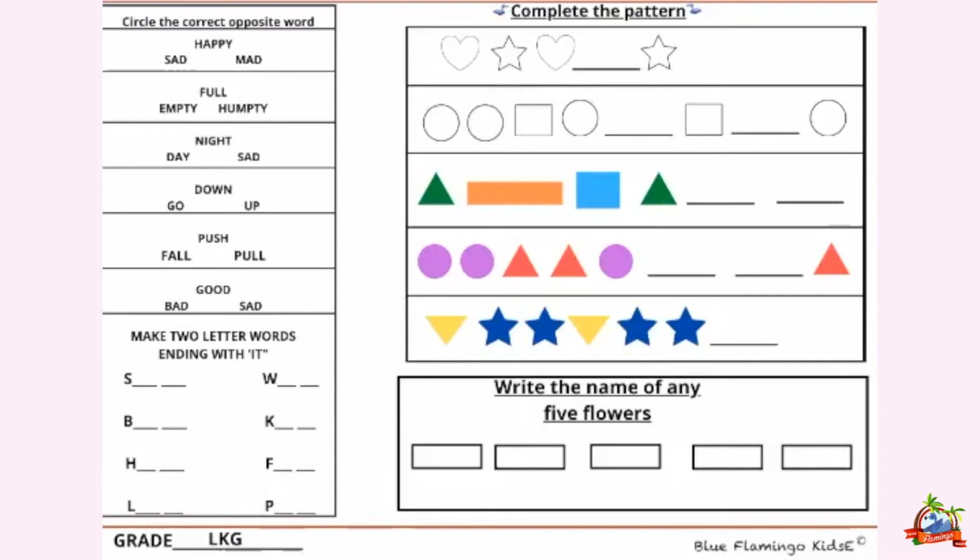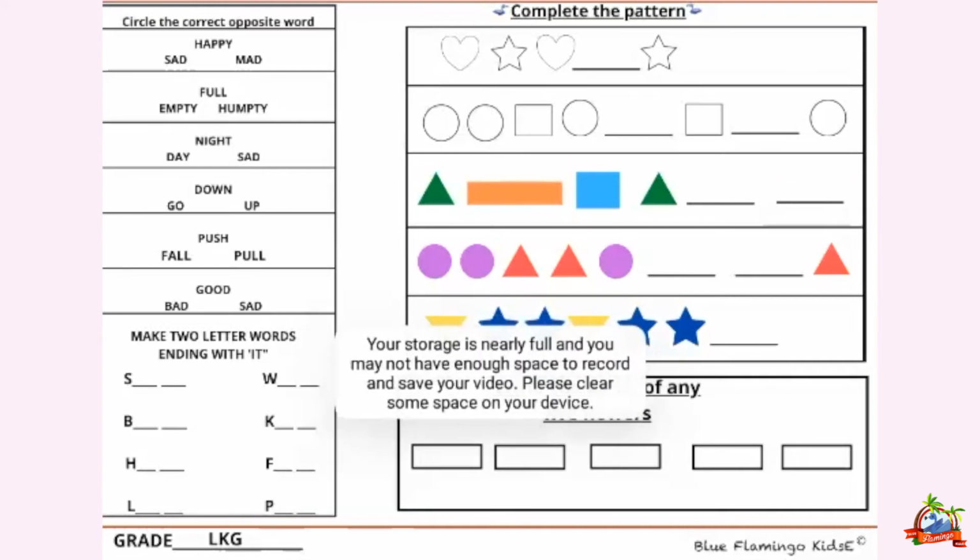S-I-T. Sit. W-I-T. Wit. B-I-T. Bit. K-I-T. Kit. H-I-T. Hit. F-I-T. Fit. L-I-T. Lit. P-I-T, pit. So, we have learned 3-letter words ending with IT.